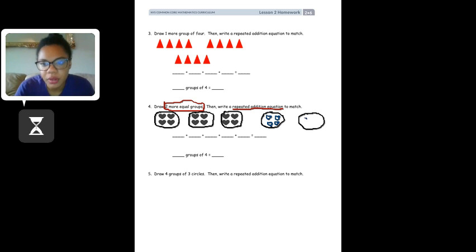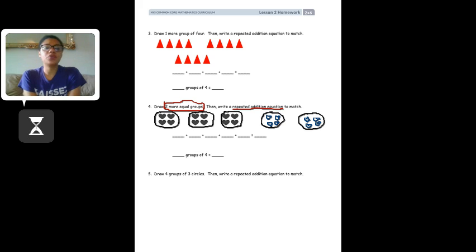So I'm going to put 1 heart, 2 hearts, 3 hearts, 4 hearts. So good job. Now we're finished. Now we put all of our hearts in each group like they're supposed to be. And each group has how many hearts in it? That's right. They each have 4 hearts.